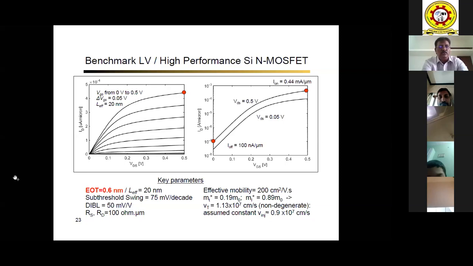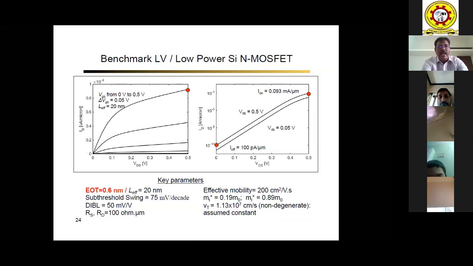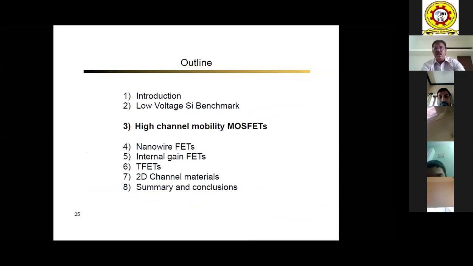Okay, and again EOT is 20 nanometers. As I said, silicon nano N MOSFET means your minimum gate length should be 20 nanometers. And this data can be used as a benchmark for our research findings, and we can actually check on that. That's a conventional silicon N MOSFET.